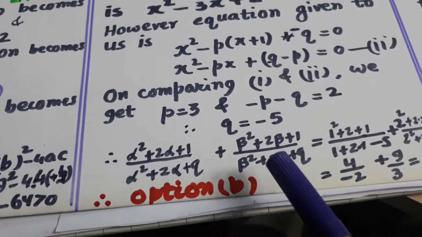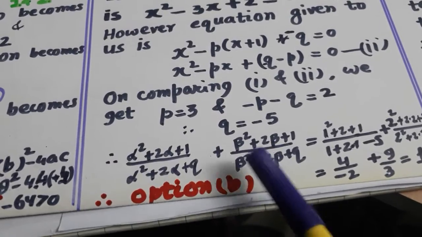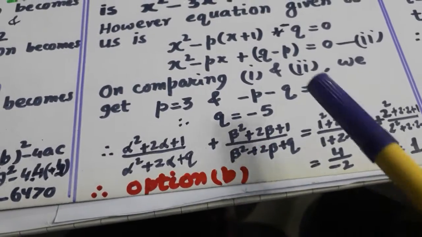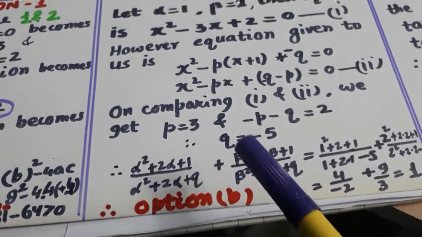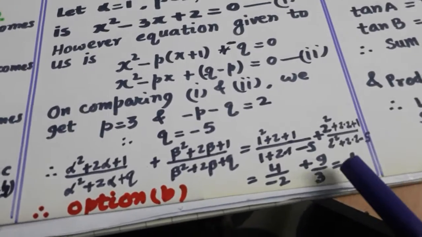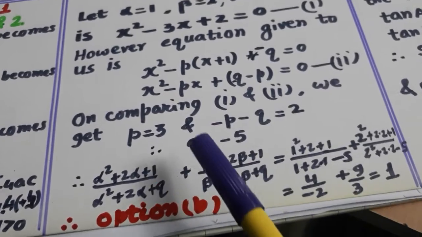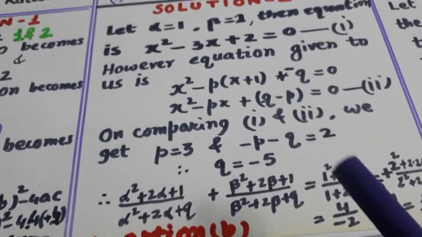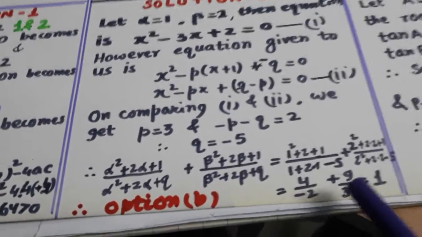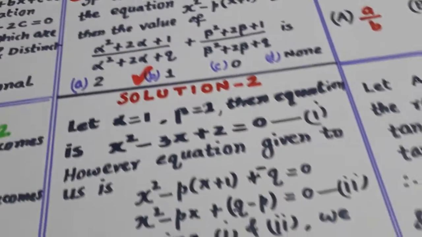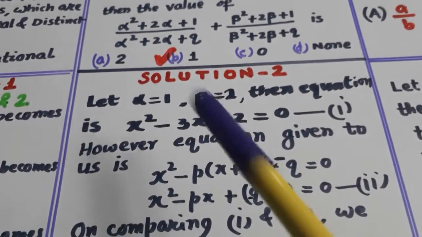So look, this expression is made from these. Alpha is there, beta is there and q is there. We have all the things. Put the value of alpha 1, put the value of beta 2, put the value of q minus 5. What you will get? 1. This 1 is equal to, look here, 1 is equal to b. In this case, the answer is b. B is equal to 1. Our answer is 1. This is also 1. So option will be B.